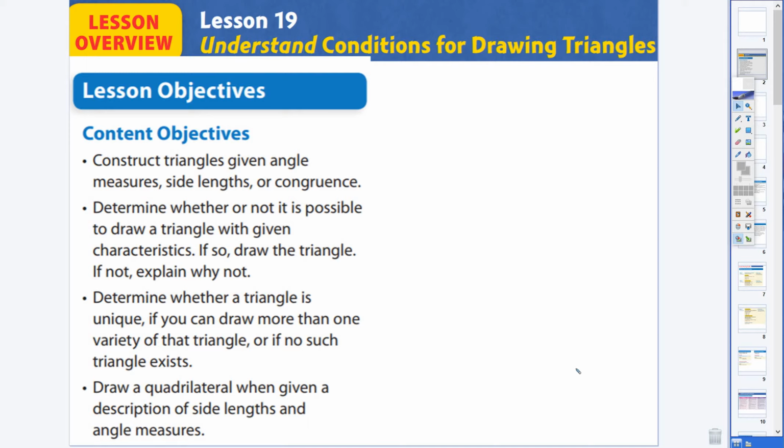Students will be able to determine whether a triangle is unique, if you can draw more than one variety of that triangle, or if no such triangle exists. Students will be able to draw a quadrilateral when given a description of side lengths and angle measures.